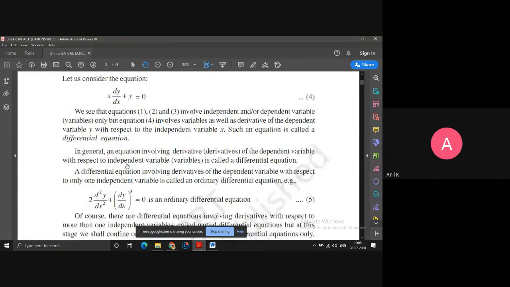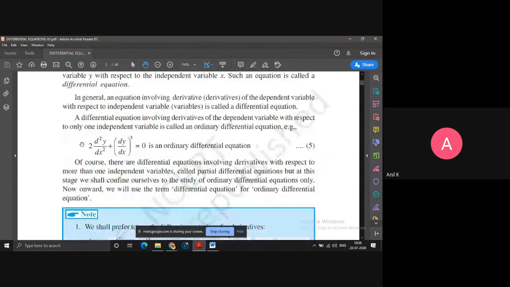In general, an equation involving the derivative of the dependent variable with respect to the independent variable is called a differential equation. In general, they said not only dy by dx, you can have d squared y by dx squared, you can have d cubed y by dx cubed, and so on, till the nth derivative we can go on.